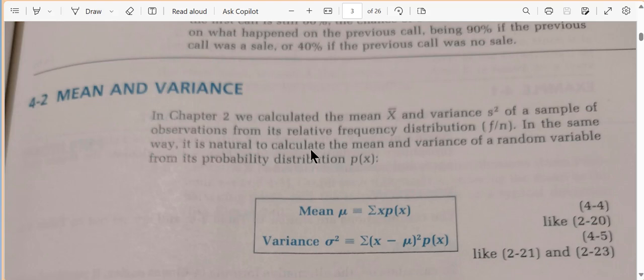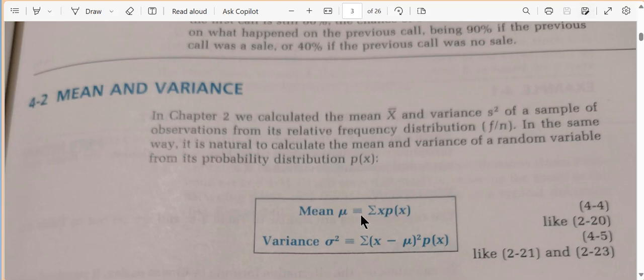In the same way, it's natural to calculate the mean and variance of a random variable from its probability distribution. I would like to go back to chapter 2 and show you that, but this is from the book by Wonnacott and Wonnacott, and I did give you access to that book, so you could go back and look at it. I don't want to do that here. I'm assuming that you've done calculations of mean and standard deviation, and that you can do it using the relative frequency. For that, you might want to go back and look at chapter 2.